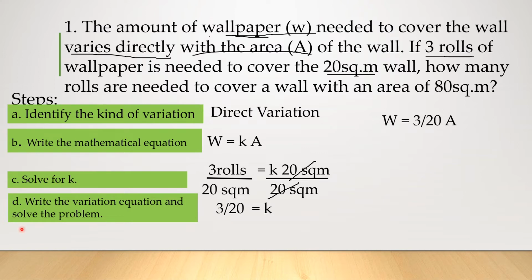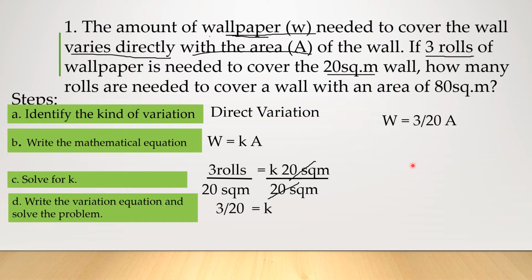Now, next is write the variation equation. So this is now the variation equation. W is equal to 3 over 20. Simply substitute whatever the value of K is. You just replace the K there, then times A. What is A? That is the value of X, which later we will substitute so we can get W. So, what we are looking for here is, how many rolls are needed to cover a wall with an area of 80 square meters.